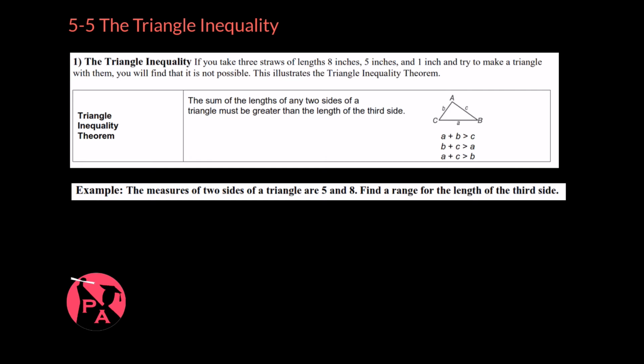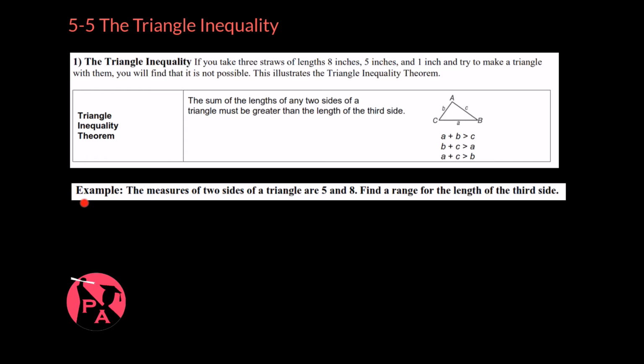So basically the triangle inequality theorem says if you take any two sides, random two sides of a triangle, their measures added must be greater than the third side. So here we have a triangle with sides A, B and C. If you take A and B, when you add their measures, it must be greater than the third side. The same thing applies for any of these sides. Just take any two sides, the sum of their measures must be greater than the third side of the triangle.